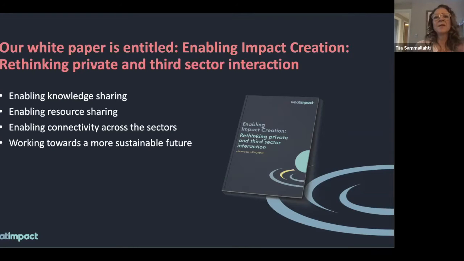And our aim with this white paper and our product, and also our consultancy services, or wherever we are operating within the sector, is to enable knowledge sharing and resource sharing. We want to enable connectivity across the sectors, and also then go towards the sustainable development goals. As we know, there are various challenges in our society, whether they're societal, like welfare things, or environmental things, and in order to build a better future, those issues have to be tackled now and not later.